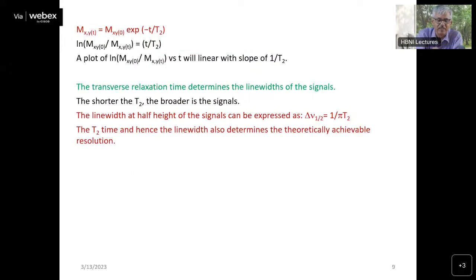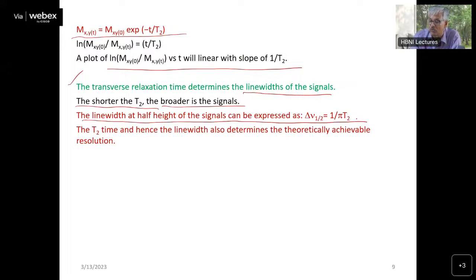Okay, so now if you do it mathematically, it becomes like that: Mxy at a particular time will be Mxy 0 times exponential of minus t by T2. If you plot this, you will get a linear line, a straight line, and the slope will give you 1 by T2. So that you can find out very easily. Now, the importance of T2 is that it decides the line width of your signal. If the T2 is shorter, you will have broader signals.